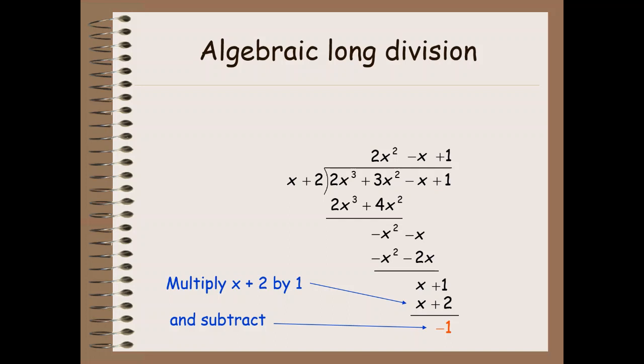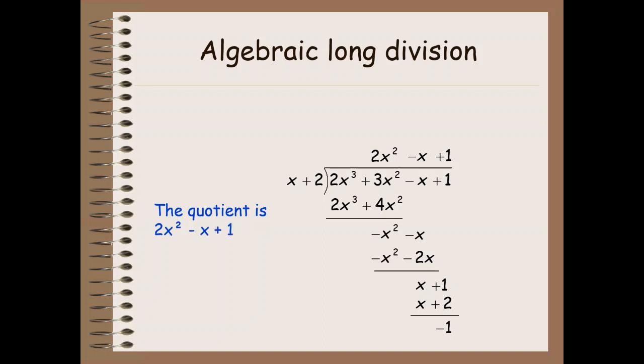Therefore, when I divide 2x to the third power plus 3x squared minus x plus 1 by x plus 2, the answer would be 2x squared minus x plus 1 with a remainder of negative 1. Hope that was helpful. If it was too fast, go back and go through it again, step by step. We are not doing anything different than a regular division.